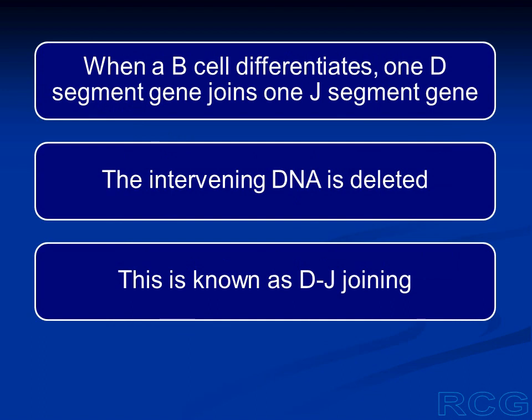Now, when a new B cell is being formed, one of the D segment genes, one gene in the D cluster, will join one gene in the J cluster. The intervening DNA, the DNA in between, will be deleted. And this gene rearrangement is known as DJ joining. That means one D segment has joined one J segment.